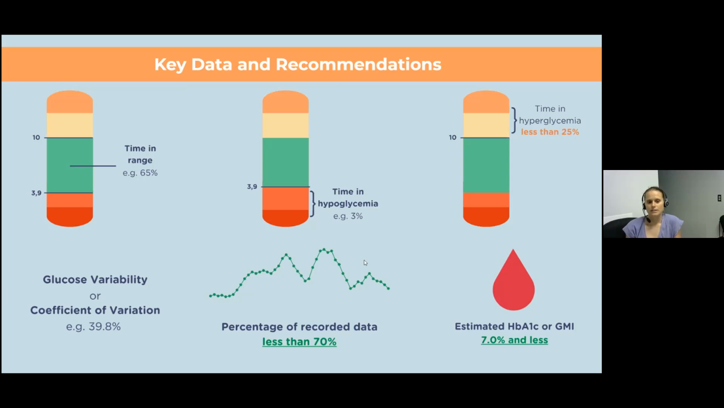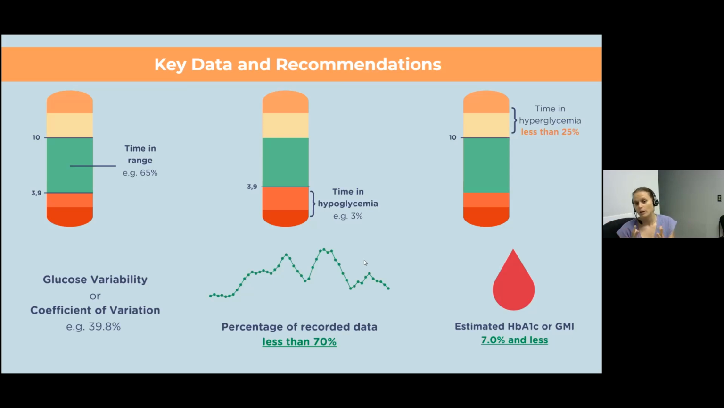And then the other factor that we can look at is glucose variability. The number that we could look at for that is the coefficient of variation. The coefficient of variation is going to be a percentage. It's going to represent the dispersion and variability of your glucose values over that 14-day time period. And what we would like is that it is less than 36%.